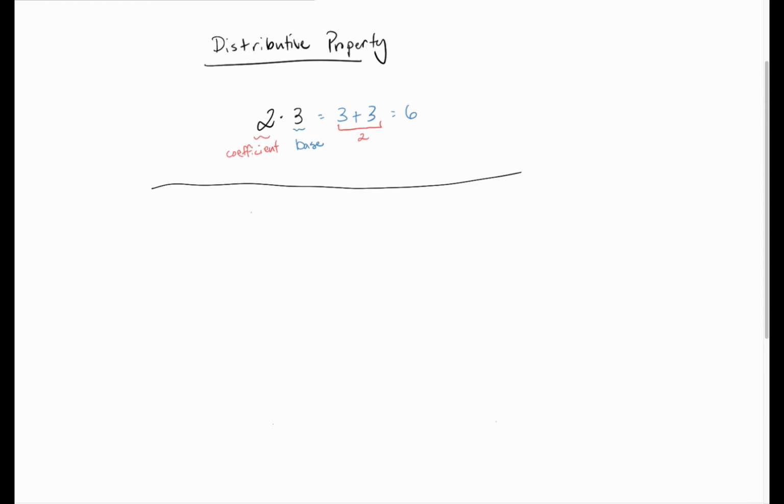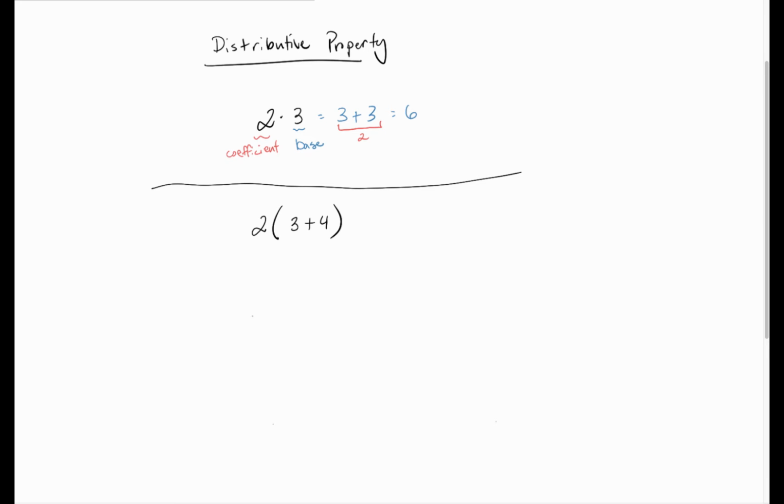In this video, we're going to talk about the distributive property. Now, the distributive property is an extremely important property. It's all based off of counting. So here, once again, we've talked about the fact that we have a base of 3 and a coefficient of 2, meaning that we have 2 of those 3's being added together. Of course, that equals 6.